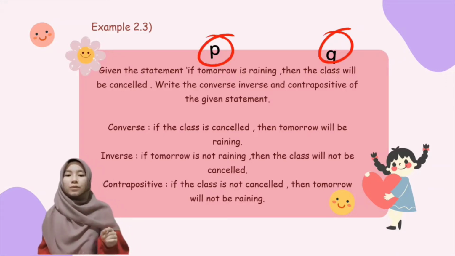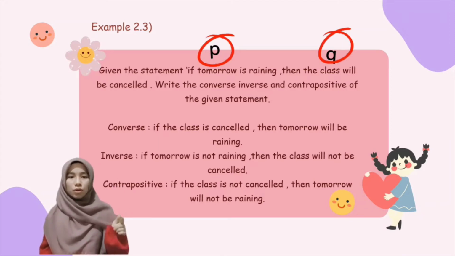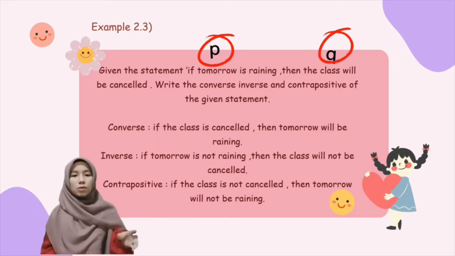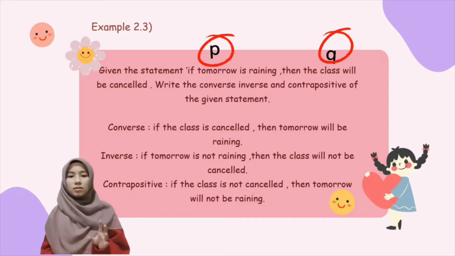Okay. For inverse is not P implication to not Q. Then it will be if tomorrow is not raining, then the class will not be cancelled. For contrapositive is not Q implication to not P. So it will be if the class is not cancelled, then tomorrow will not be raining.